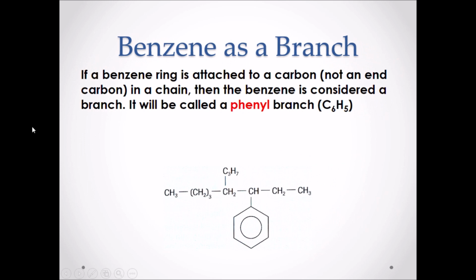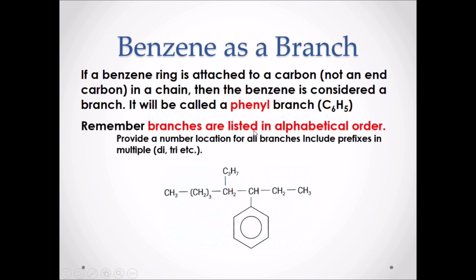Benzene as a branch. If a benzene ring is attached to a carbon which is not at the end of a chain, then the benzene is considered a branch. It will be called a phenyl branch. A phenyl branch has the chemical formula C6H5. Below we can see an example where the benzene structure is located on a carbon which is not at the end of a chain. Therefore, we would consider this benzene a branch.